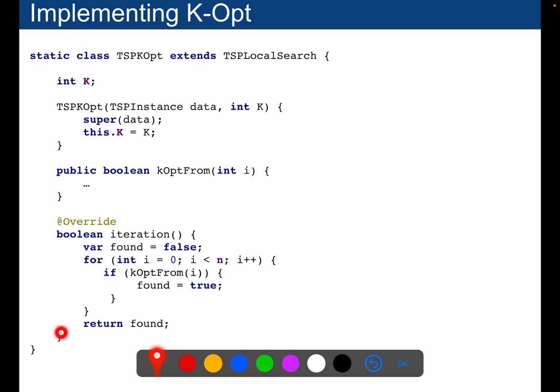Again, the implementation is more or less the same as before, in the sense that we also extend the TSP local search. We need to have the method k-opt from, so it will be k-opt move from i. And the iteration here, 1 iteration, consists in applying the k-opt move, the best one, as long as it's still able to improve the solution, right? So we will apply the k-opt move from i here, and we will do that starting from every starting position, okay? From the 0, from the 1, and so on.